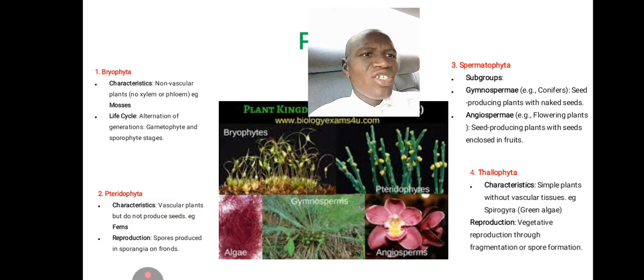Then we have Angiosperms. They are flowering plants. They are seed-producing plants with seed enclosed in a fruit. I know you can give many examples of this, like papaya, yes, pawpaw, oranges, guava, and several others. Those that cover their seeds. Their seed is covered in the fruit. So these are what we call Angiosperms.